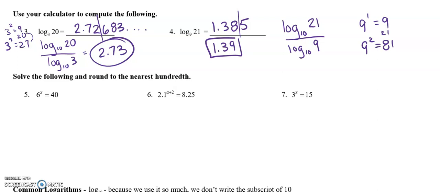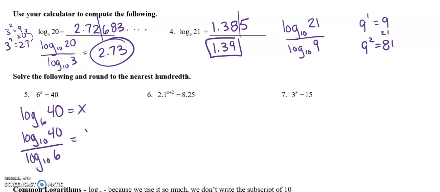When we rewrite this as a log, we get log base 6 of 40 is equal to the exponent, which is x. So we rewrite this as log base 10 of 40 divided by log base 10 of 6, and we get 2.058, so 2.06.